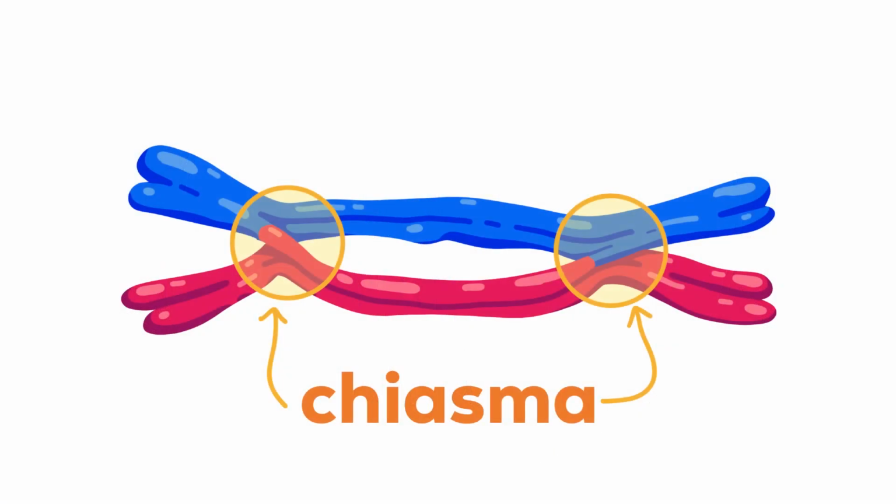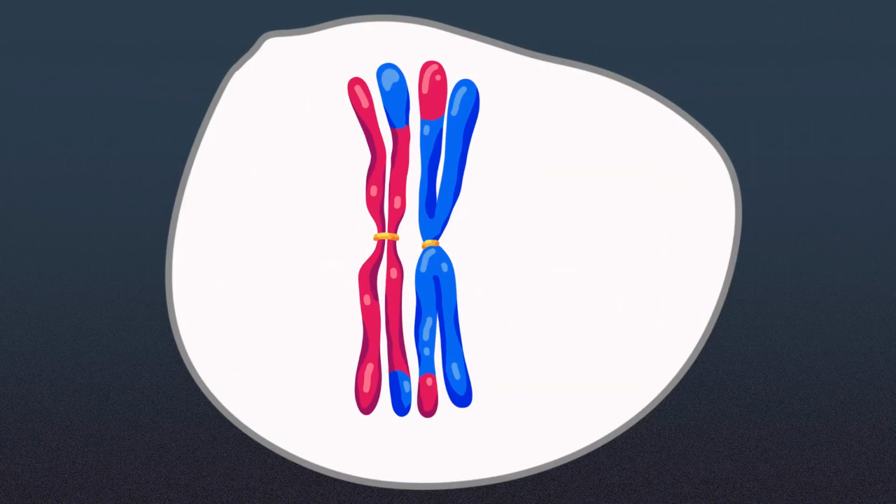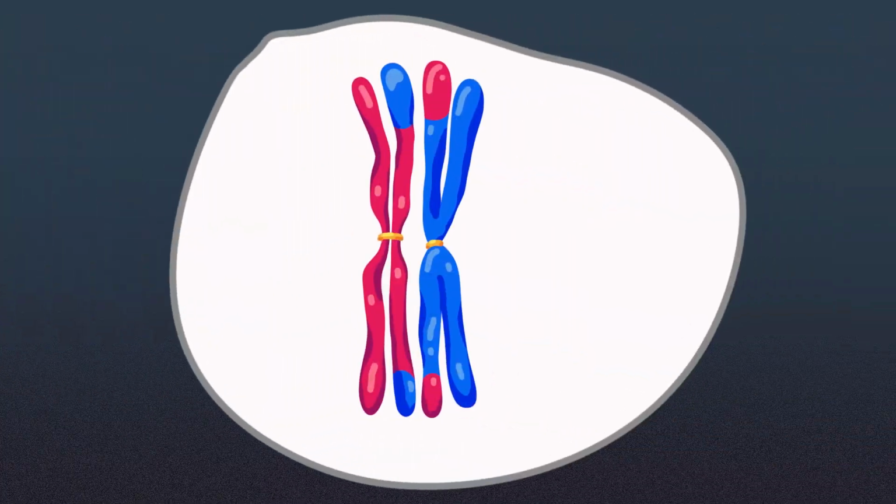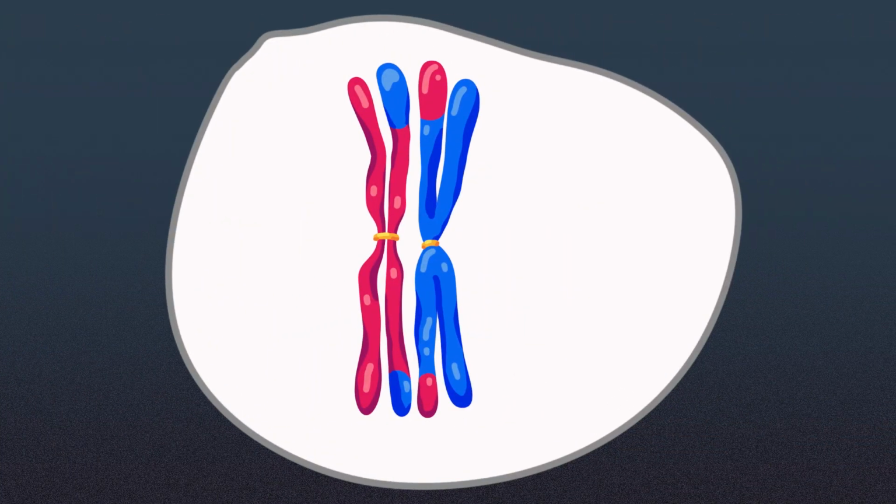The place in which the chromosomes cross over is called a chiasma, and here the recombination of DNA between homologous chromosomes will occur. When the homologous chromosomes separate after anaphase 2, the sister chromatids are half normal and half recombined.